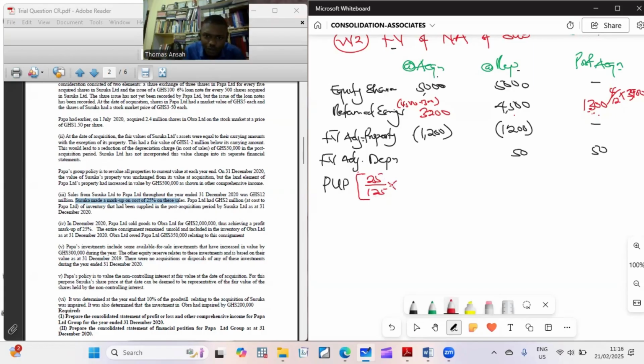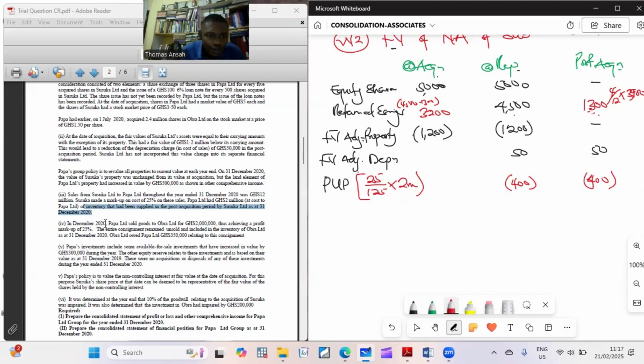So we are going to multiply this percentage by the quantity of the inventory that is still in stock at the end of the year, the part they have not sold. He said Papa had 2 million of this inventory, at a cost to Papa, of course, as a selling price from Susuka. So you multiply this by 2 million Ghana cedis. 25% of 2 million gives me 400. So PUP we subtract 400. That is that.